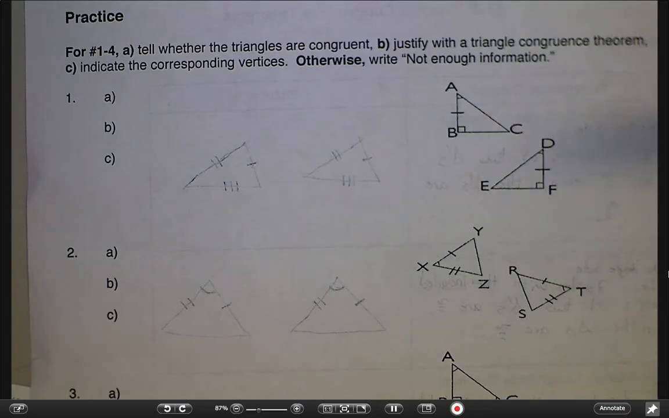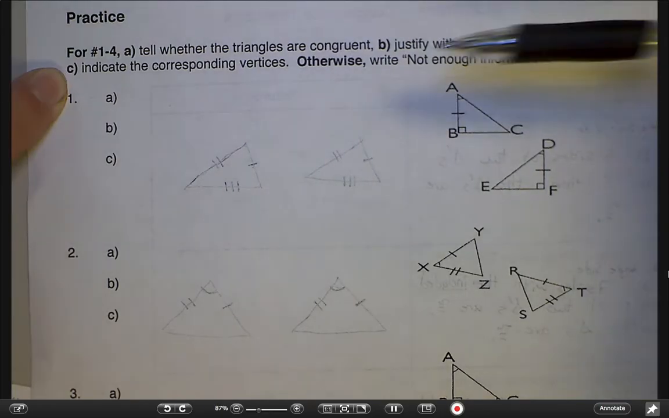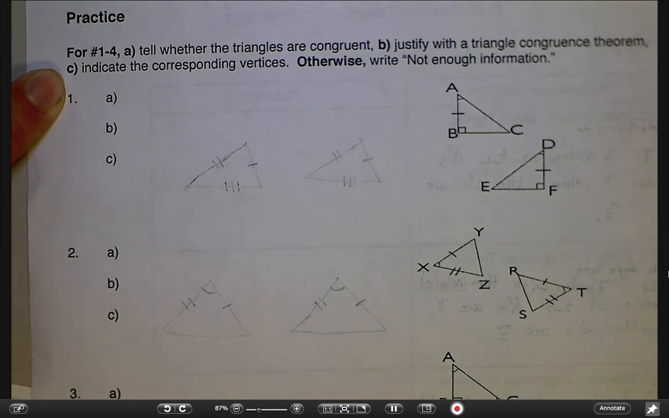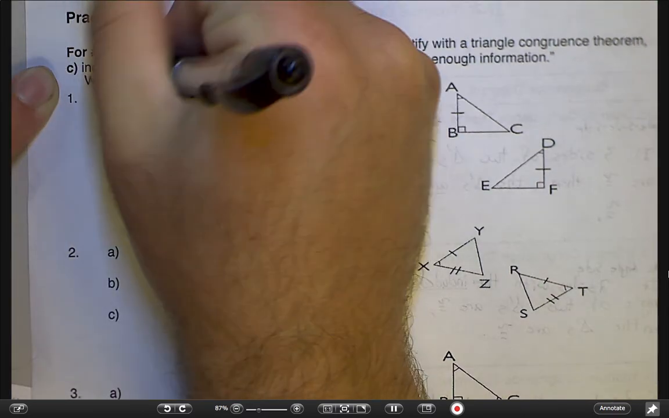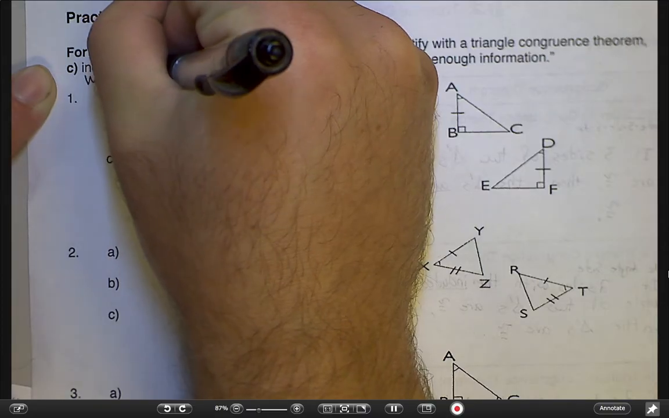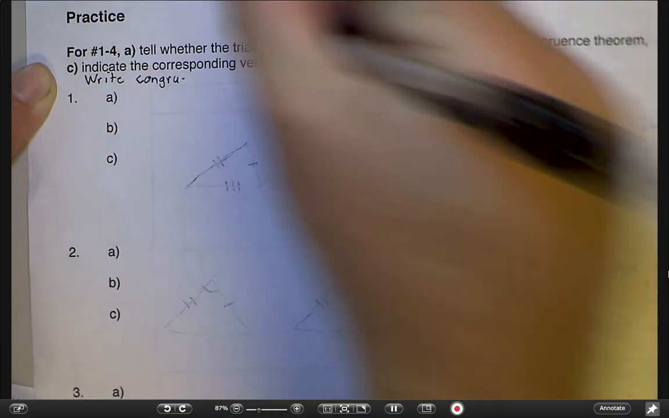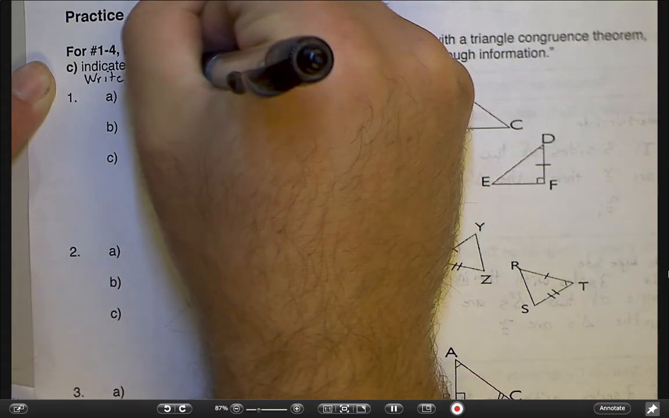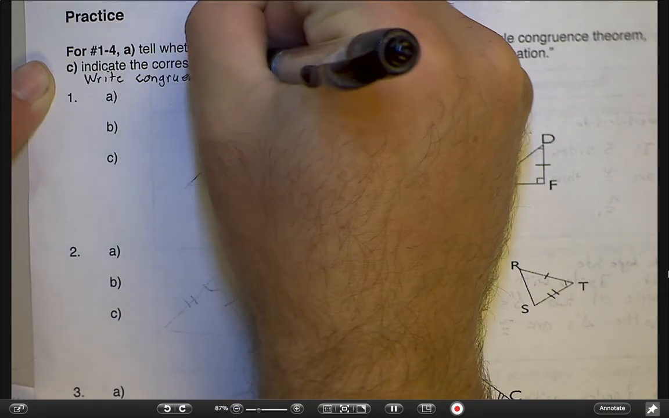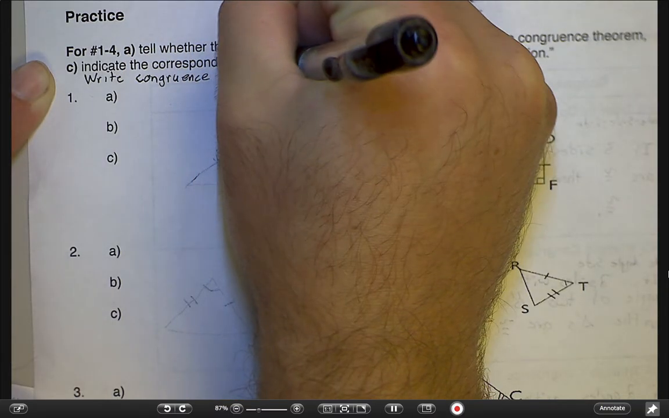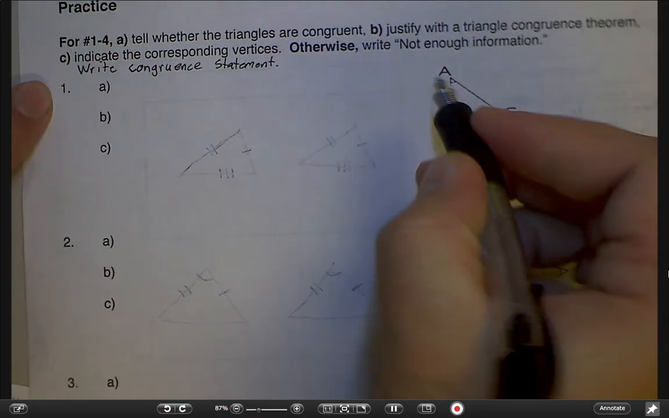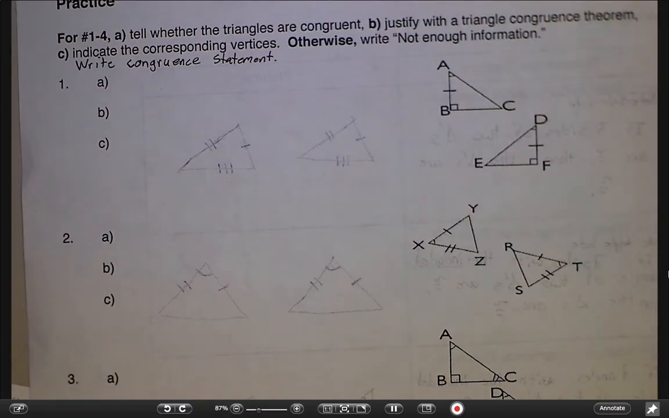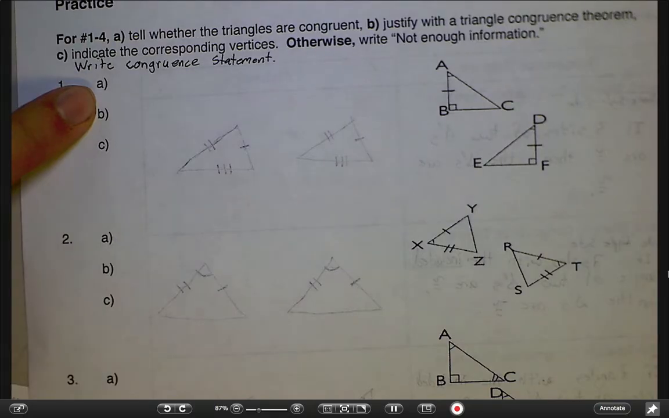If we can say they're congruent, then in C we're going to indicate the corresponding vertices. Okay? The way we're going to do that, and this is the way sometimes you'll see it in your homework or on a quiz, is to write the congruence statement. Okay? So if you see that, that's the same thing that we're going to do there. If it's not congruent, we're just going to say not enough information, and we won't do that part. Okay? And that's really for B and C. So let's go ahead and start here.